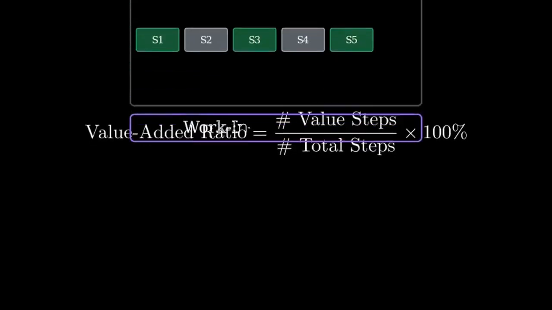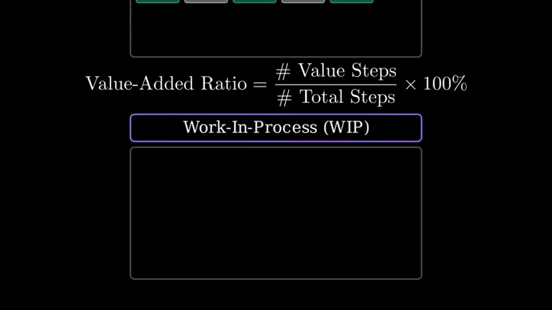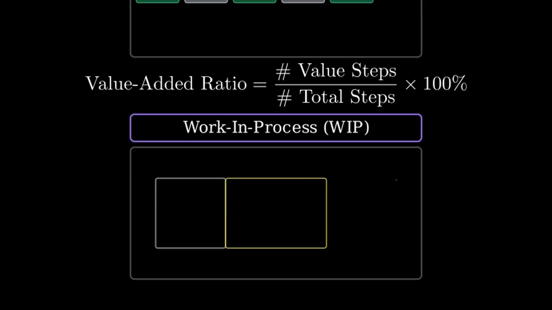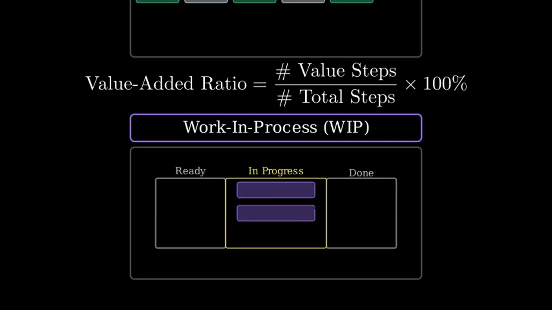Work in process is how many items have been started but not yet finished. On a board, this is the count in the in-progress column. High WIP often leads to longer cycle times and more context switching.